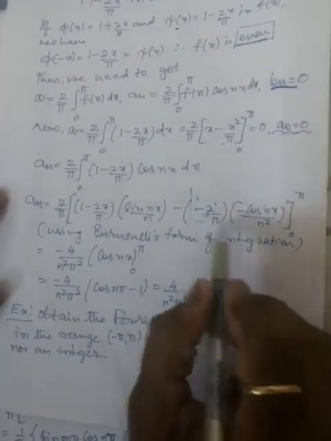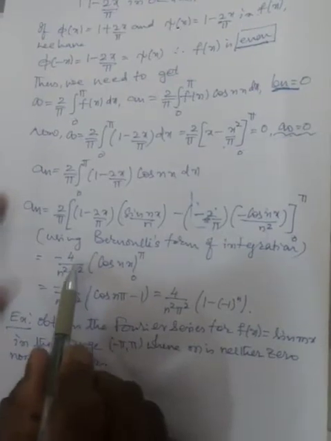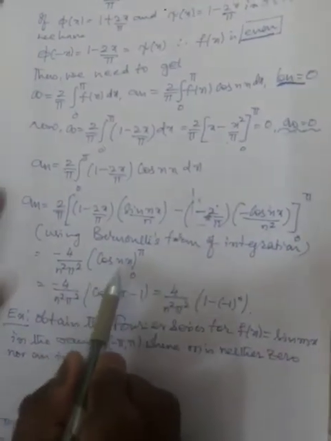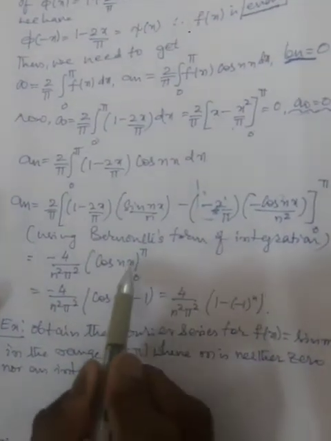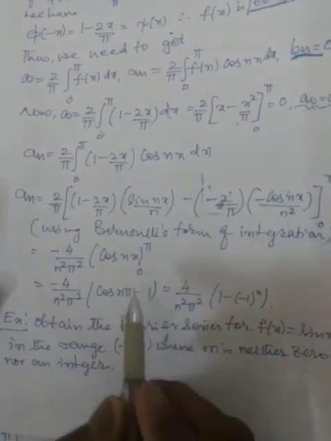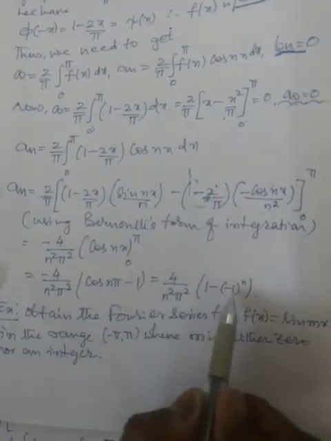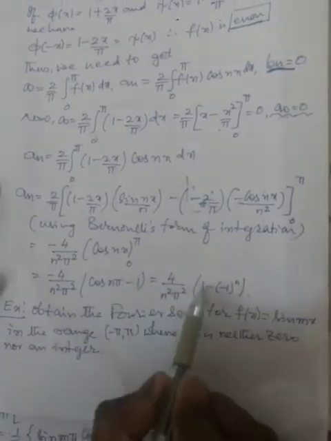Using this again, the second term will reduce to minus 4 upon n square pi square, cos nx between 0 to pi. Again, cos n pi is what? Minus 1 raised to n. Cos 0 is what? 1. Therefore, I am putting the value. Therefore, this is the solution for the given example.